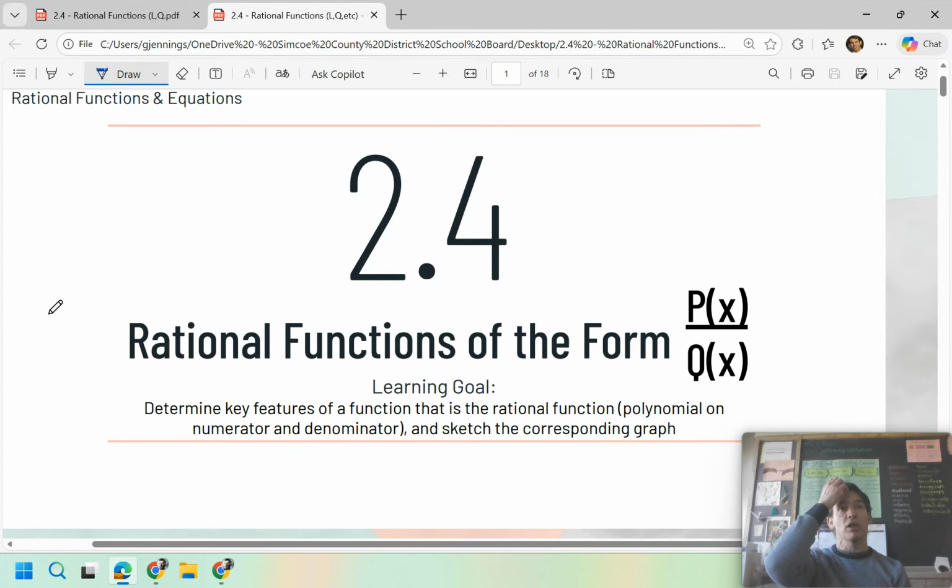Okay. So, x-intercepts and y-intercepts, more key points. Okay, these are our key points.